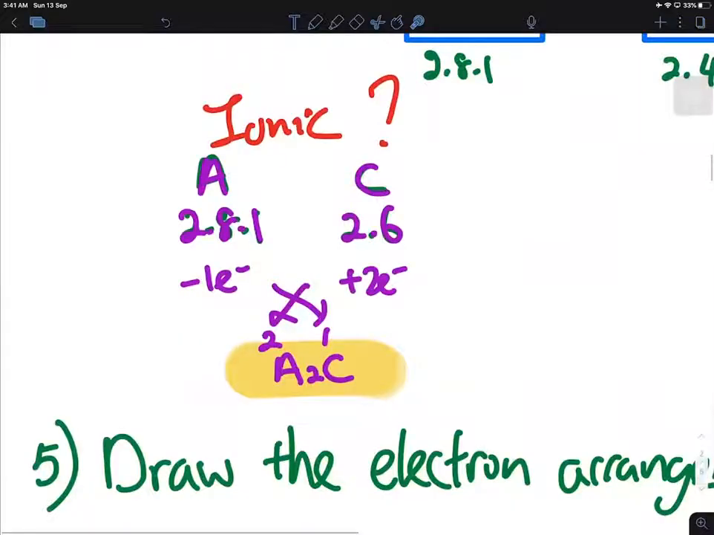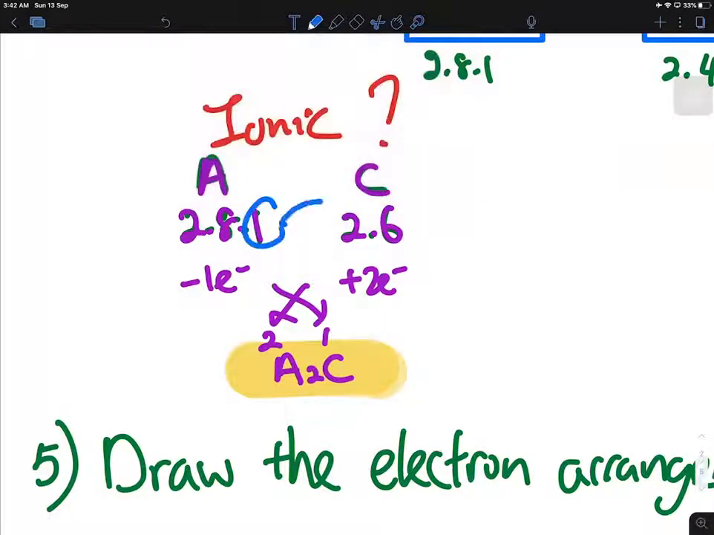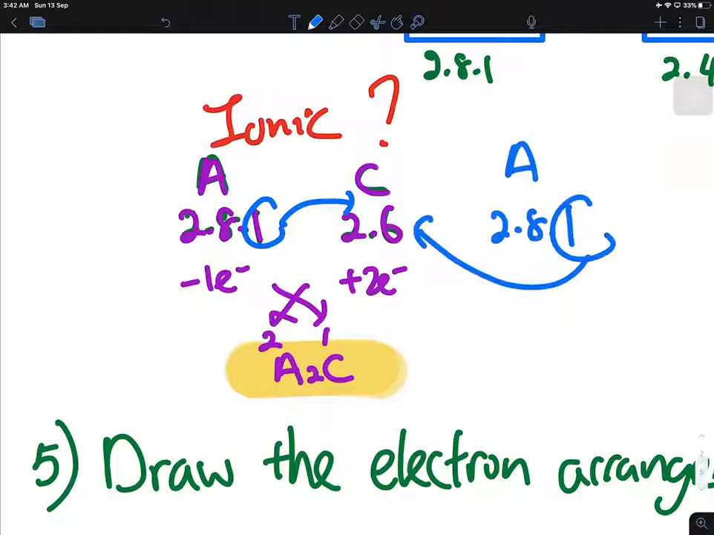Because we need exactly two atoms of A. You see, this atom A only has one extra electron to be donated to C. C needs two electrons. That means it's not enough. So we need another A to donate one more electron. So you see, in total, we need two A and one C.